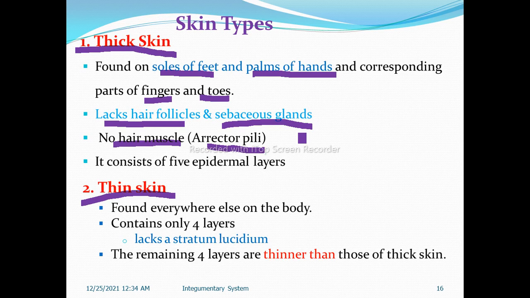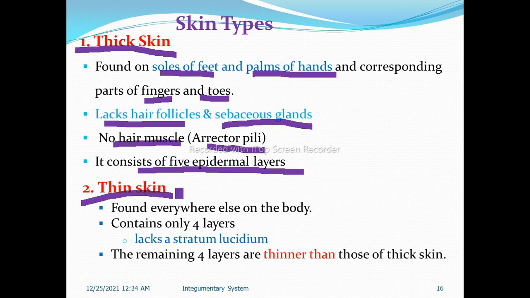Okay, it becomes normal or semi-folded. So the erector pili muscle is used to move the hair. There is no hair in the case of thick skin, and it also consists of 5 epidermal layers, as we have discussed.